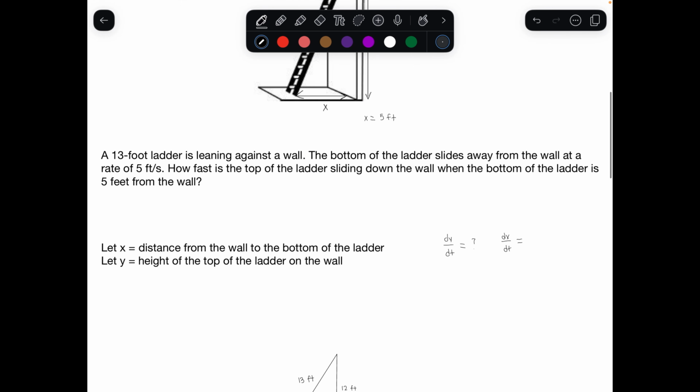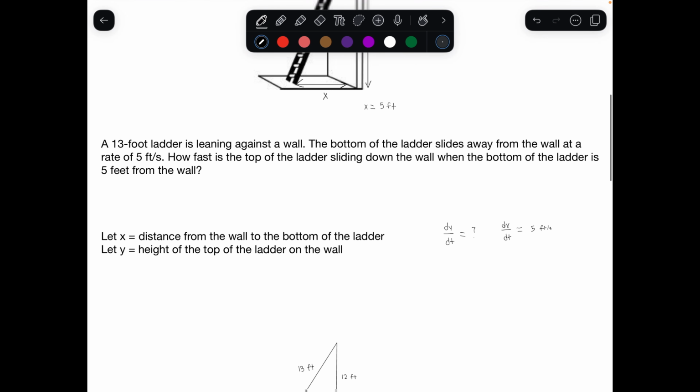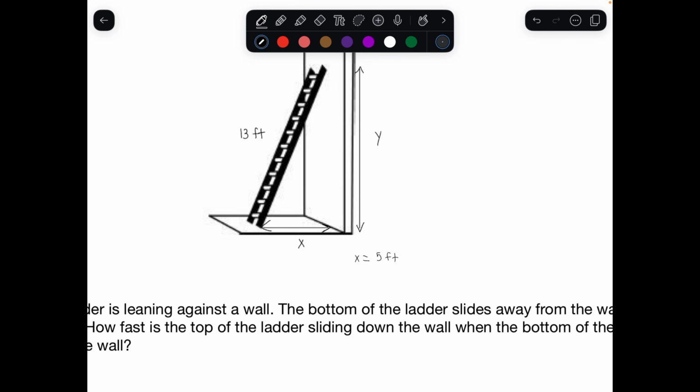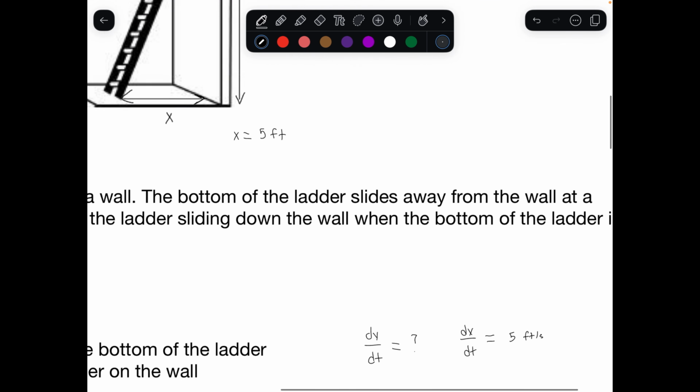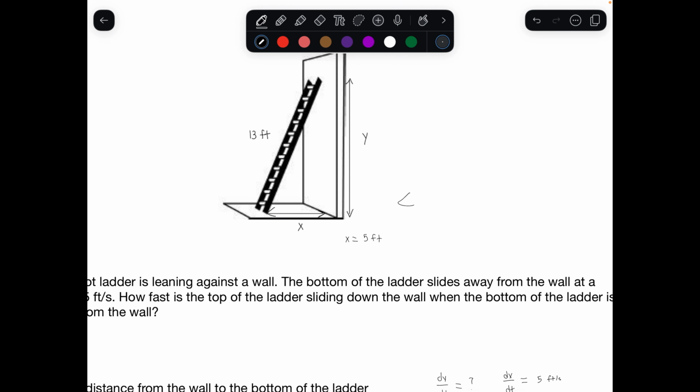And that's basically how fast x is increasing. And this is going to be positive, because since it's sliding away from the wall, that means the value of x is just going to keep getting bigger and bigger, and x is just going to keep increasing. So if x is increasing, that means the rate has to be positive.